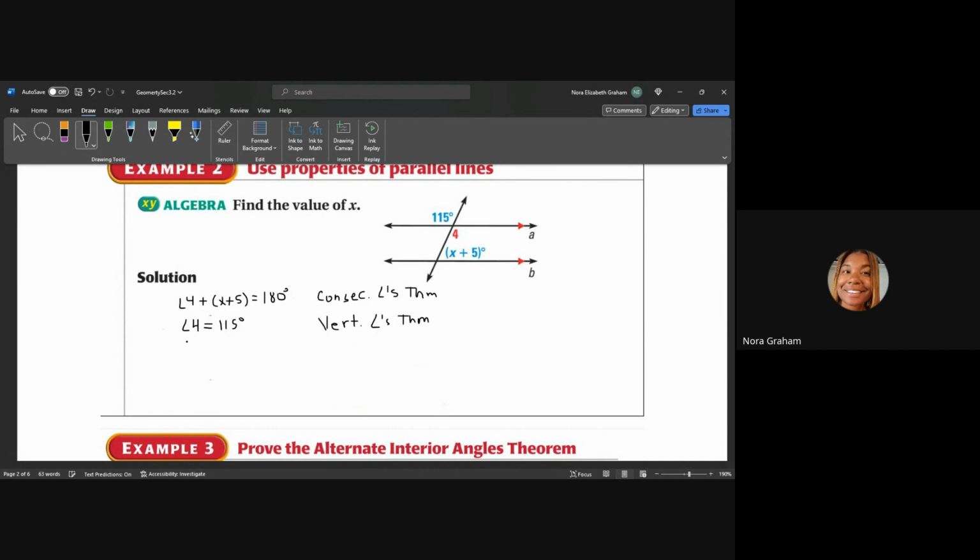So now we can use substitution to just put 115 in place of angle 4 plus x plus 5. That's going to be equal to 180. And it's good to write down every single step because this is what we're going to be doing when we start proving stuff. And this is by substitution. Let's put sub.